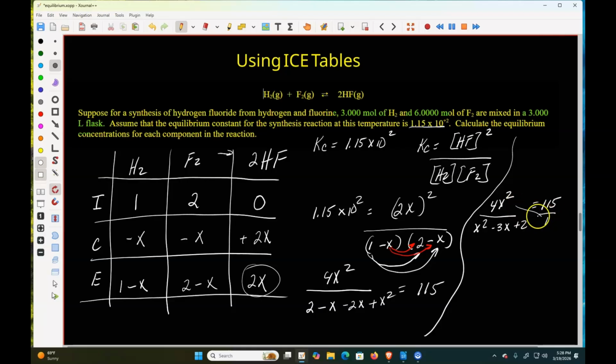Okay, I need to cross multiply. So 4x squared is going to be 115 times x squared minus 3x plus 2. Let's set this up into quadratic format. So 0 equals 111x squared minus 345x plus 230. Okay, solving the quadratic, I will get x is equal to 0.968.